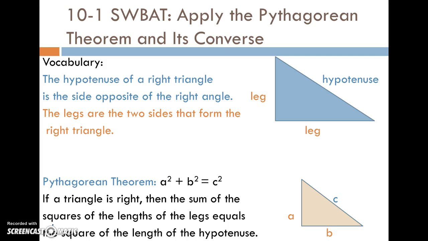Today our goal is to apply the Pythagorean theorem and its converse. So, some vocabulary for you. The hypotenuse of a right triangle is the side opposite of the right angle. So the hypotenuse is going to be this one right here.